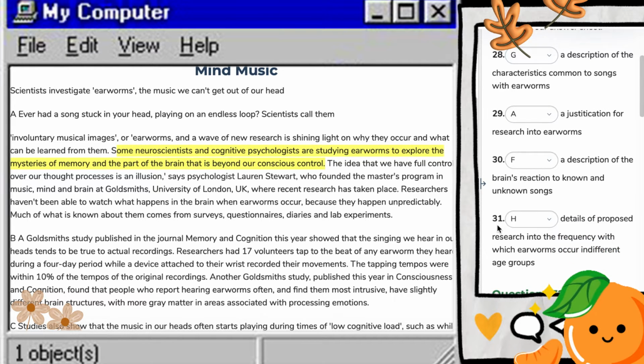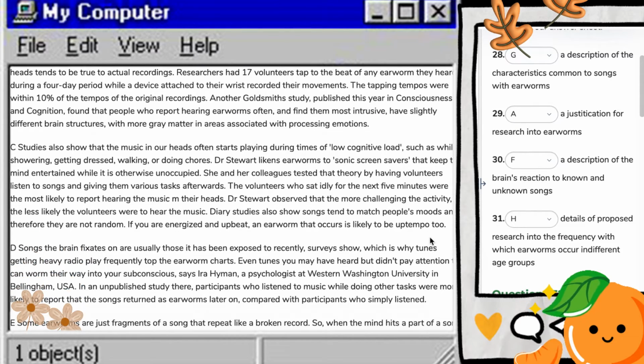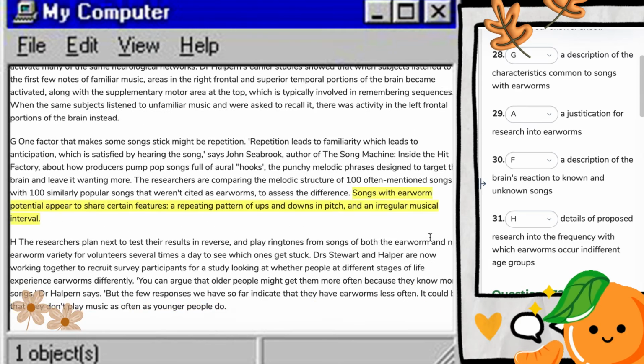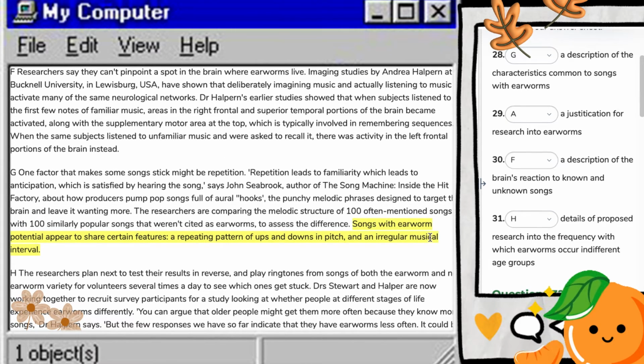Next question. A description of the brain reaction to known and unknown songs. The answer is F. The keyword here is known and unknown songs. As we can find, it is here.